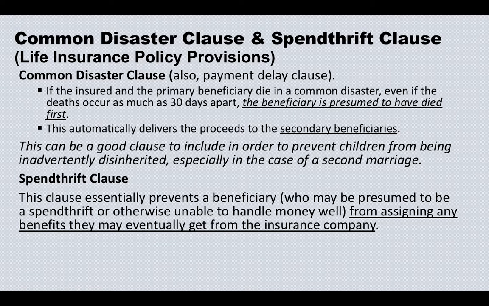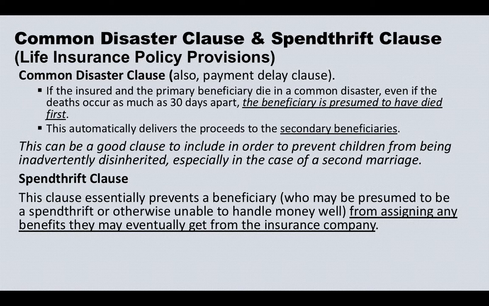Spendthrift clause. This clause essentially protects against a beneficiary who may be presumed to be a spendthrift or otherwise unable to handle money. Let's just say the beneficiary is a 25-year-old child who just cannot handle money. Once he gets the $1 million death benefit, he is going to buy fancy cars, go to parties, and use all the money within a year.